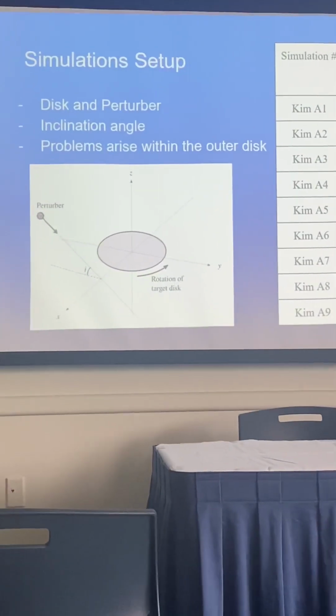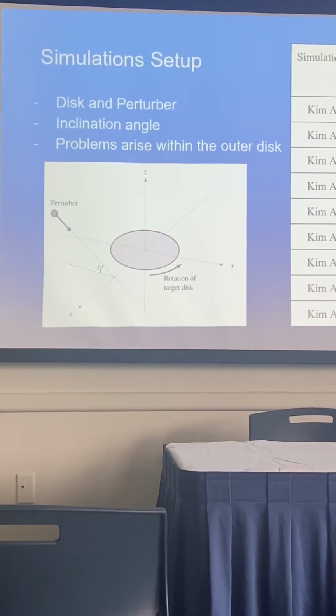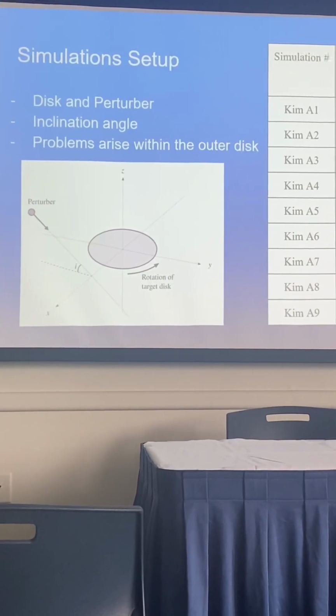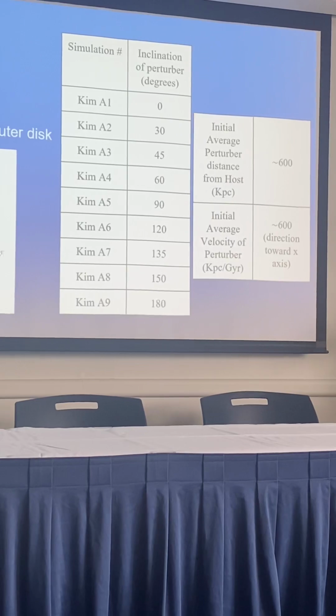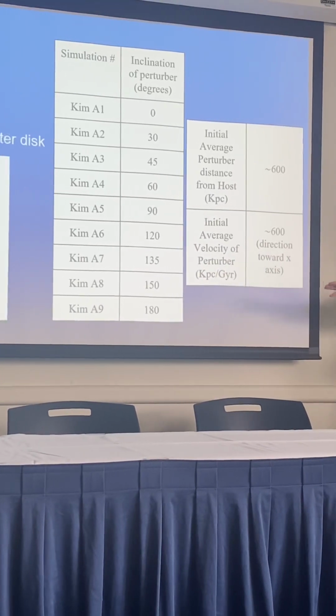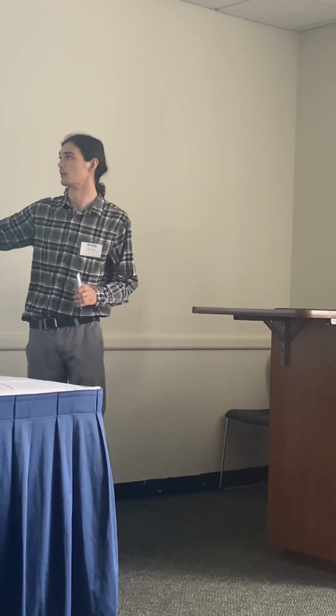So here's how we kind of set up the simulation that we ran. Over here on your left-hand side, we have the two initial objects that we're going to be looking at, which is our perturber and our host. And here we have a nice little table of the differences in the simulations that we ran. The only real difference is the inclination of the perturbing galaxy onto the x-axis. And that is fairly the only thing that is different between all of our simulations. As you can see here, our initial distance and our initial velocity relatively stay the same across all of our simulations. But we're pretty much looking at the angular momentum transfer from the perturber to the disk.